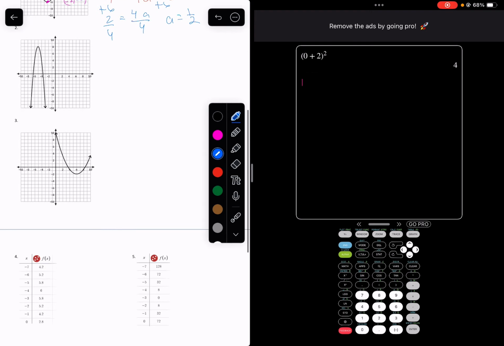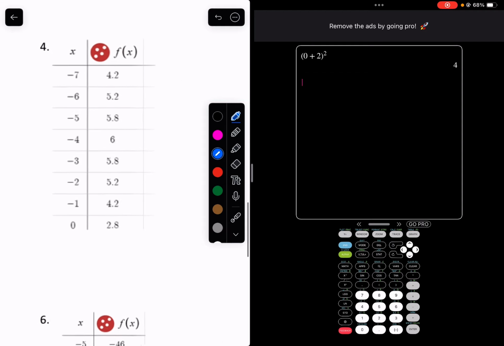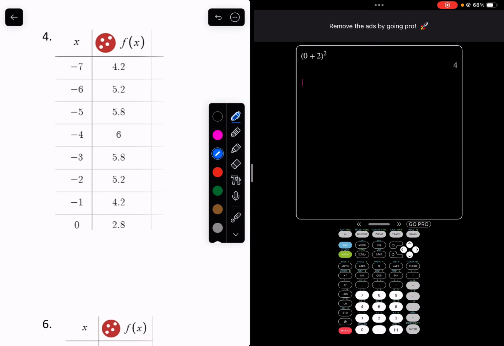So let's try another one. Let's take a look at something like this. Here, we don't have a nice graph, so we can't use a graph to find our vertex. But we talked about how the vertex is going to be smack dab in the middle of this symmetry here. So we can see that our vertex here is negative 4 comma 6.